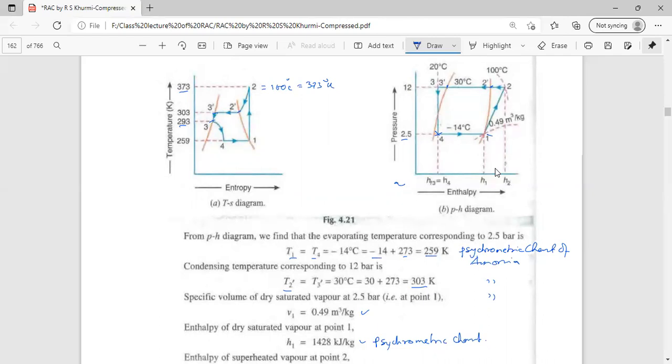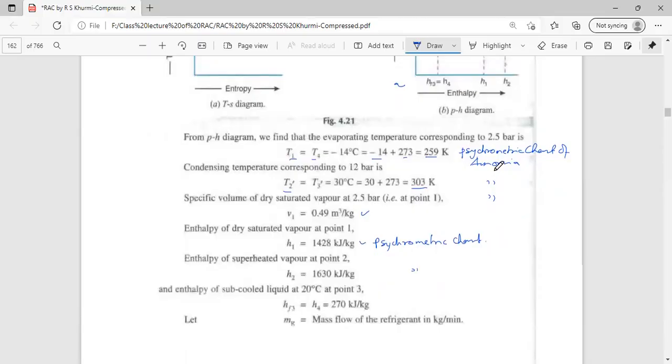So what we are getting here from the chart is the enthalpy of the subcooled liquid at point 3, which is H3, equal to 270 itself. Let mf be the mass of refrigerant in kg per minute.